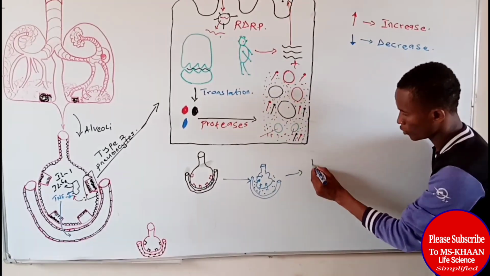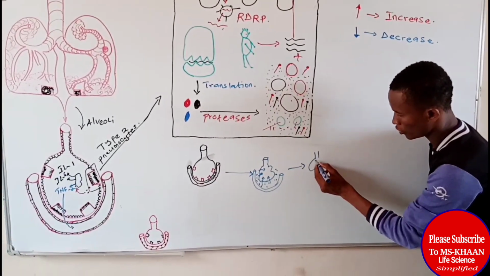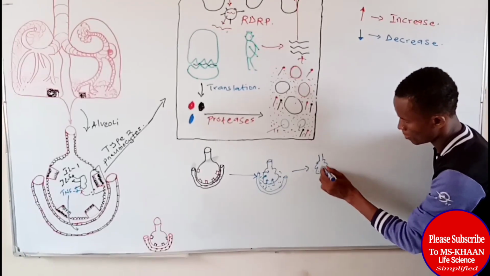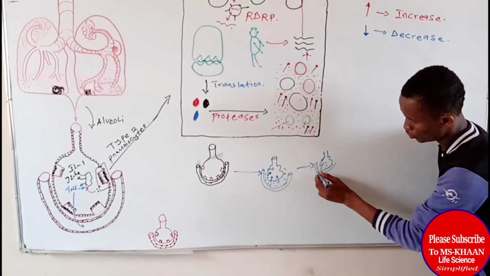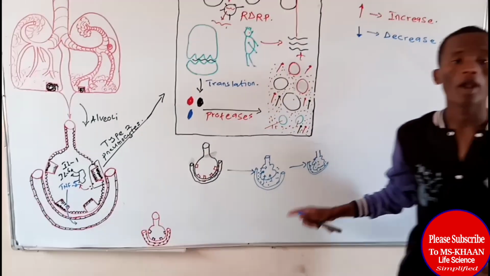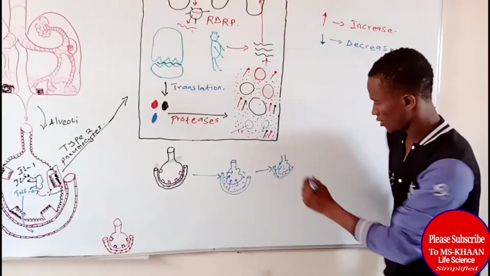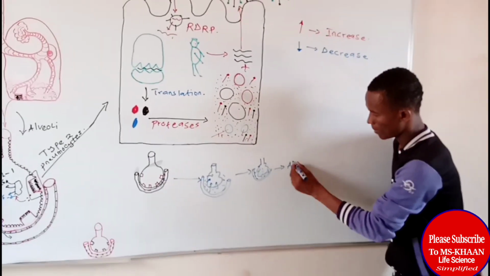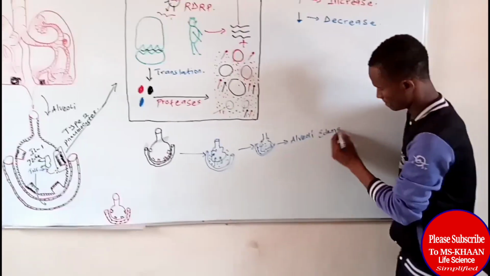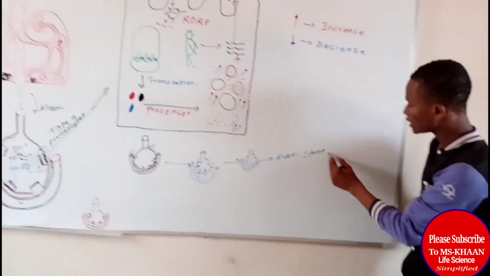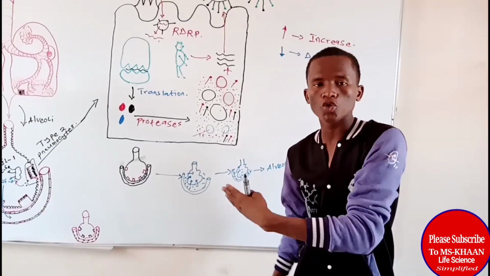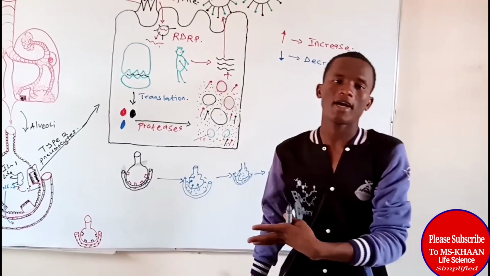Look at what I mean. Some of the fluid will start to go into the alveoli. So the fluid will start to go into the alveoli. And this will result in a condition called alveolar edema. And this alveolar edema is a condition that is characterized by the accumulation of fluid on the surface of the alveoli and also inside the alveoli.